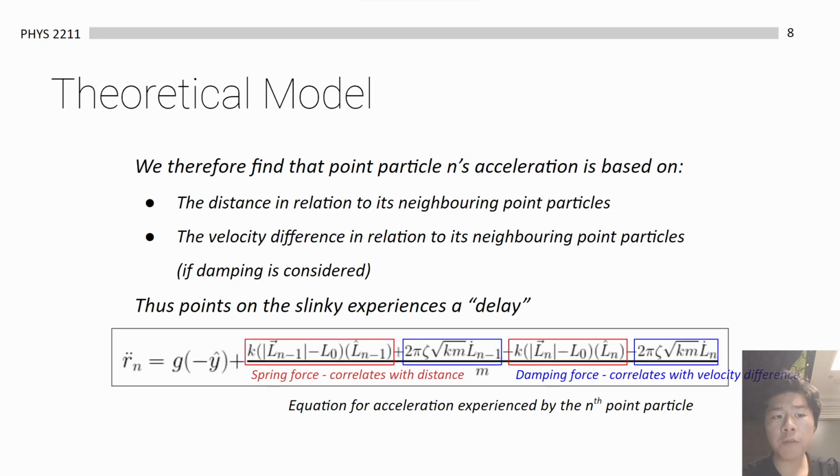We can therefore find that a point particle's acceleration is based on the distance in relation to its neighboring point particles, as well as the velocity difference in relation to its neighboring point particles if damping is considered. Because of this, the points on a slinky experience a delay, because their acceleration is based on the physical characteristics of the particles surrounding them.